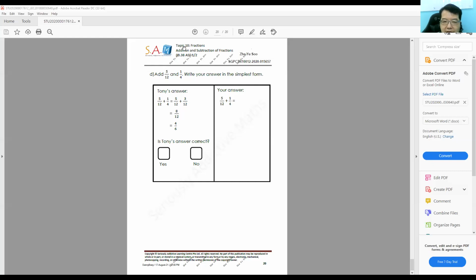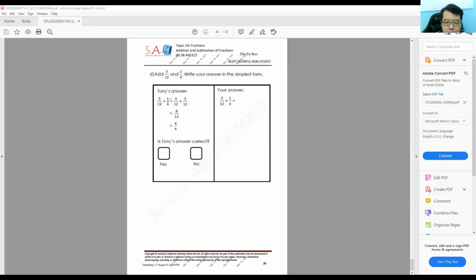Okay, we'll do a last question on this booklet. Turn to page 20. The question asks you to add 5 out of 12 and 1 out of 4. Write your answer in the simplest form. You're supposed to find out if Tony's answer is correct or not. Let's see what Tony did.